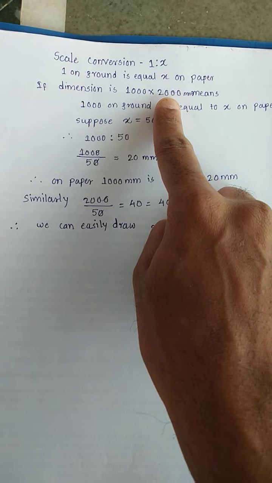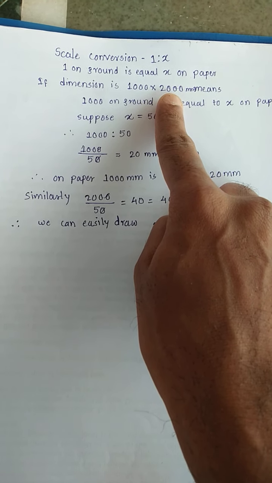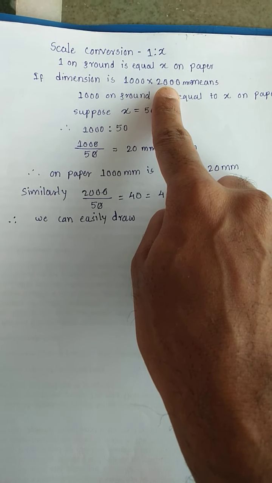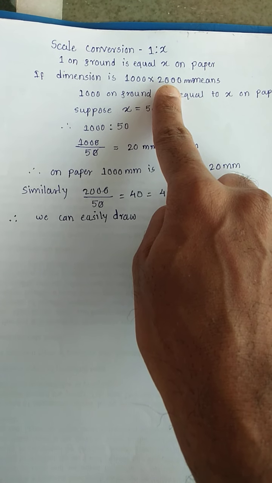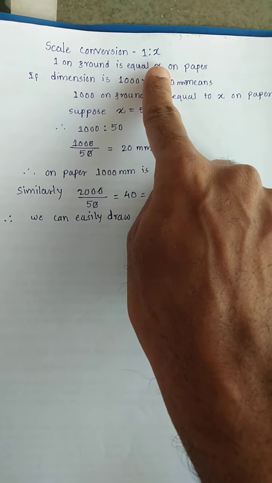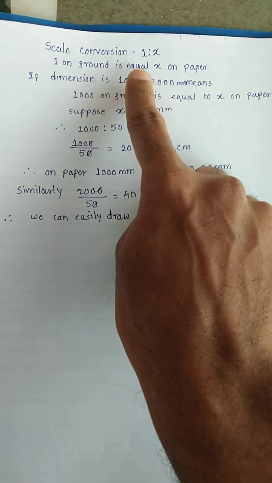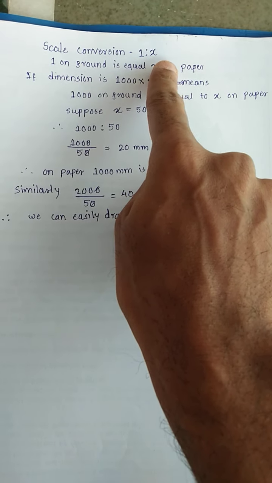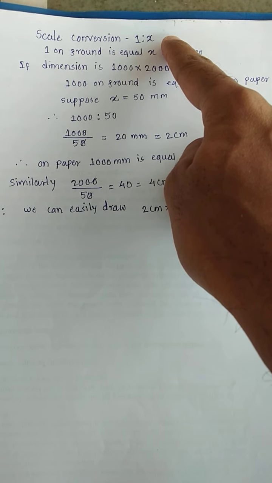So this kind of bigger dimension cannot be easily drawn over the paper because the paper dimension is smaller. That's why it is very difficult to draw the bigger dimension over the paper. So for that we use the scale. These two represent the values over the ground surface, so we have to convert them into the measurement over the paper.